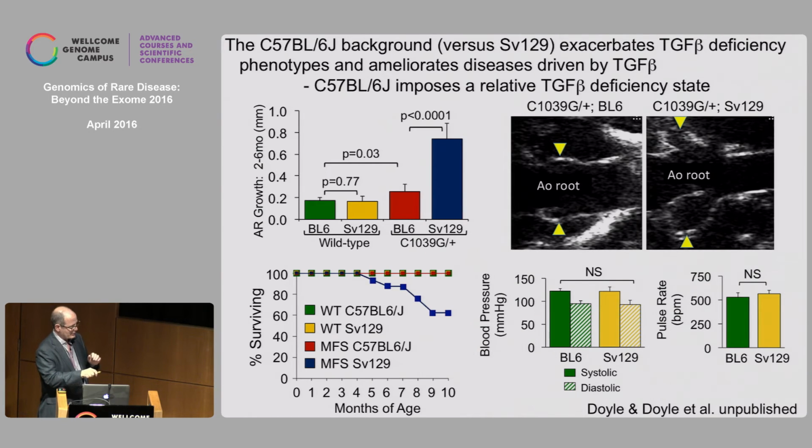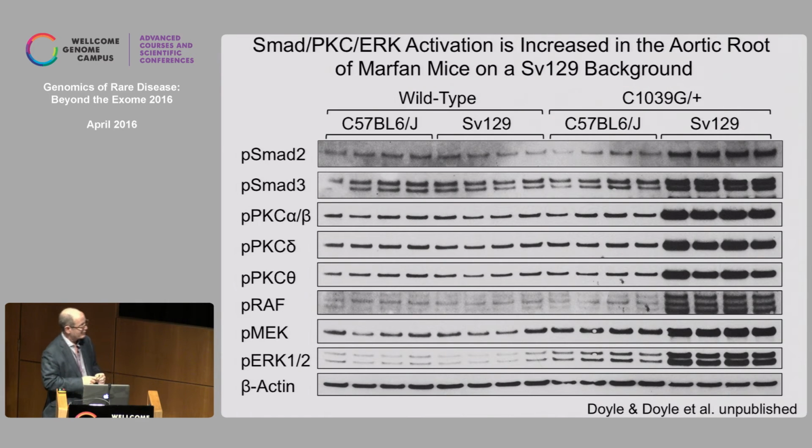And we could show this wasn't due to any difference in blood pressure or heart rate between the groups. Now, when we looked at signaling events in these different backgrounds, the results weren't subtle. We found that on the ultra-pure black 6 background, the abnormal activation of SMAD and ERK that we had seen in Marfan mice was gradually disappearing, whereas when we put the mutation onto the high signaling 129 background, you can see that all of these signaling events are greatly exaggerated.